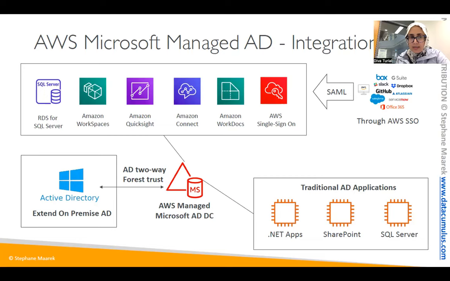This is again a slide with AWS Microsoft Managed AD integration, right? So we have the SSO through SAML. We can access all those other services. We have extended on-prem AD, and we have some traditional applications. And this is how we can do authentication and authorization using AWS Managed AD.